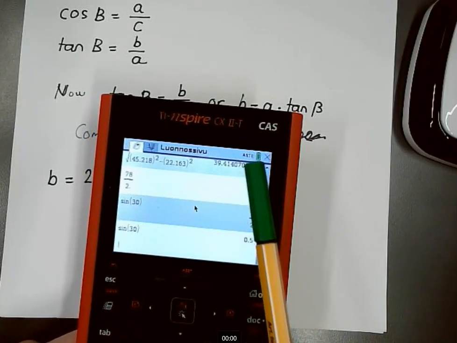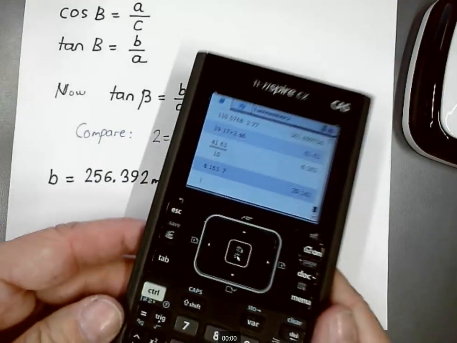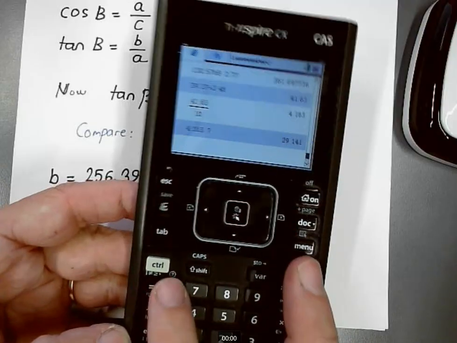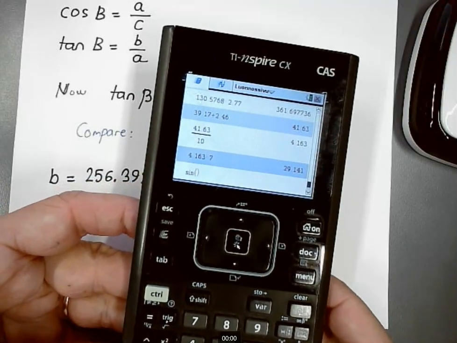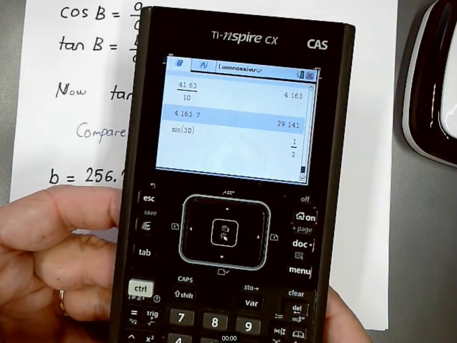Of course, I could see it also here. But for example, in this calculator, because I can't see the correct unit, I have to check it. So I do the same, sinus 30. And this also gives half.